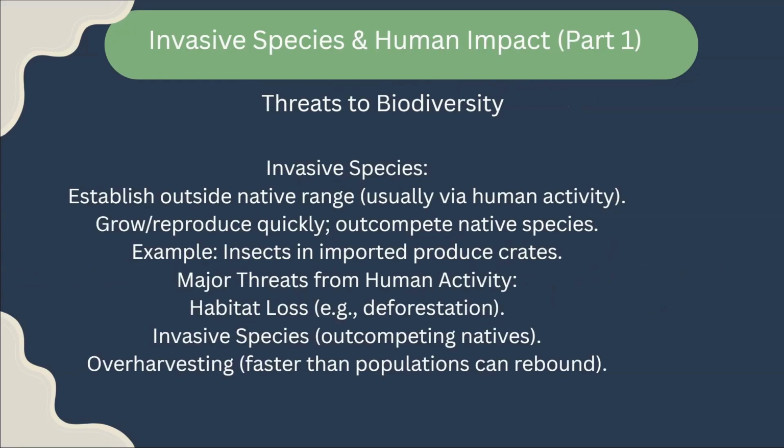Invasive species and human impact. So there's some threats to biodiversity. Invasive species are established outside of native range, usually via human activity, grow and reproduce quickly, and outcompete native species. For example, insects in imported produce crates. Major threats from human activity like habitat loss and deforestation. Invasive species outcompeting natives. Overharvesting, faster than populations can rebound.